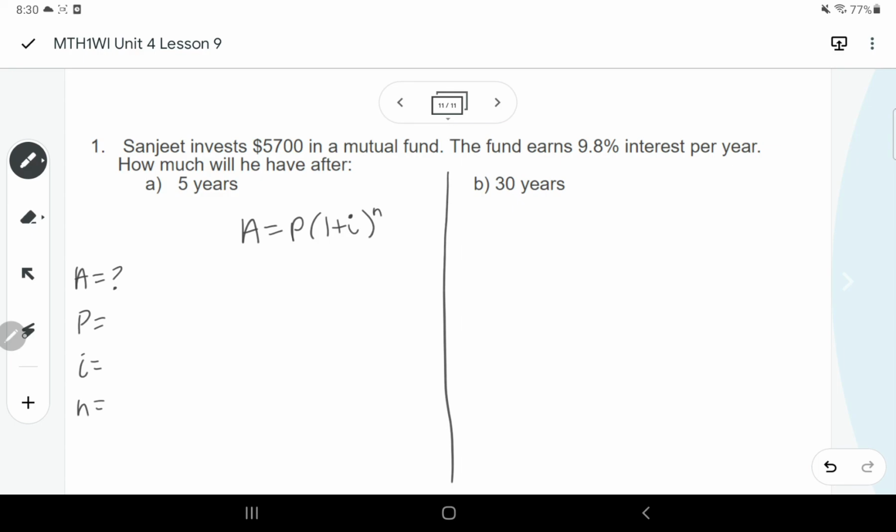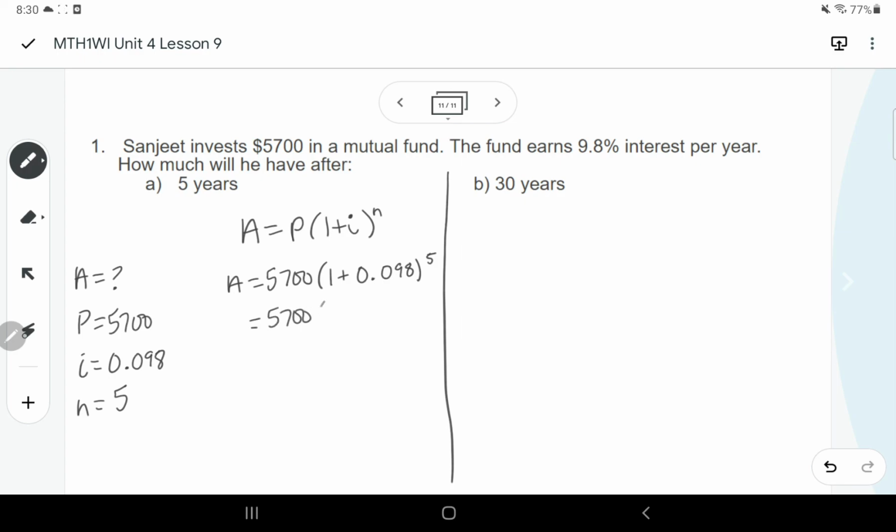P, that's the starting amount of money. So that's his $5,700 that he invests in the beginning. The I is my interest rate. That's 9.8%, but I have to make it a decimal. So we would divide that by 100. 9.8 divided by 100 is 0.098. And N is how many years. So here for A, it's going to be 5. And again, this is mostly just practice. Can you deal with exponents and be able to calculate them? So 1 plus 0.098 to the exponent 5.